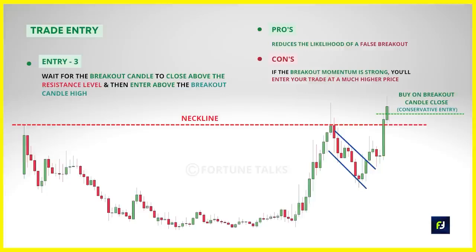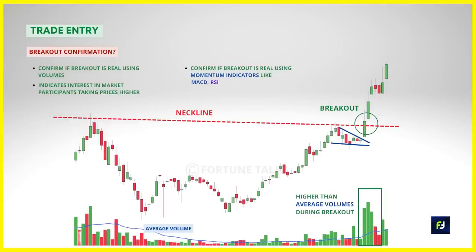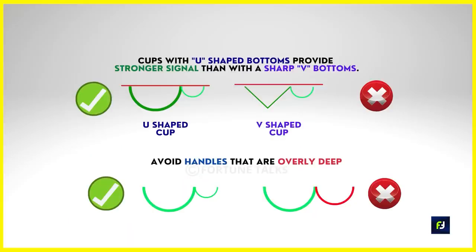However, sometimes the market closes much higher and you will have a poor reward to risk ratio. Now this will result in a wide stop loss and a smaller position sizing on your trade. And in such instances, you can wait for the price to do a shakeout in the form of a pullback or retest back to the neckline. And you can plan to enter when the price reverses higher. Now make sure to validate if the breakout is real by using volumes and other momentum indicators. Another point to note is that the cups that have longer and more U-shaped bottoms give a better signal, and it is better to avoid the cups with a sharp V-shaped bottom.